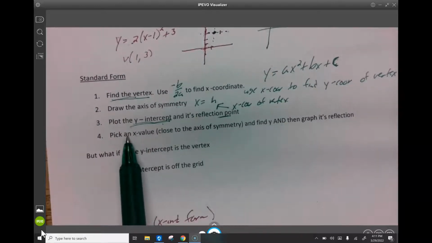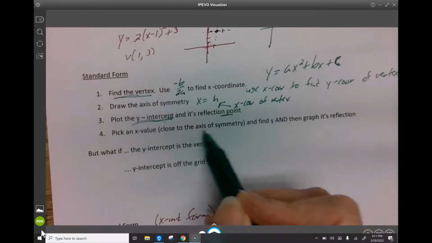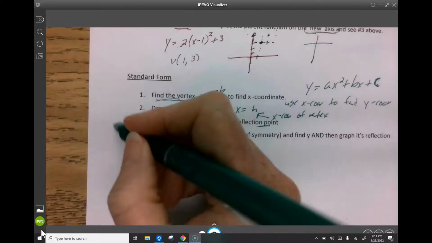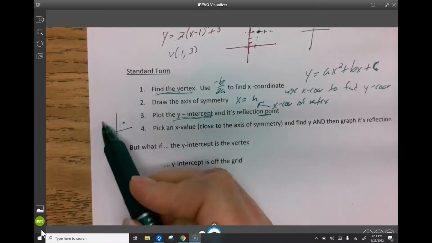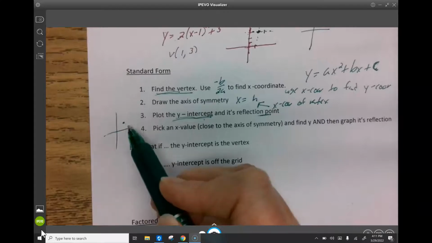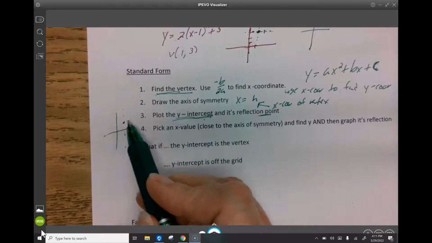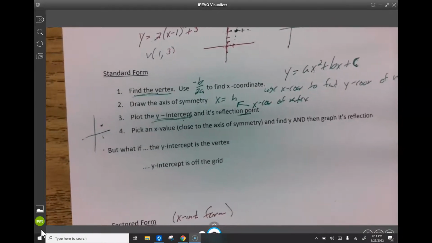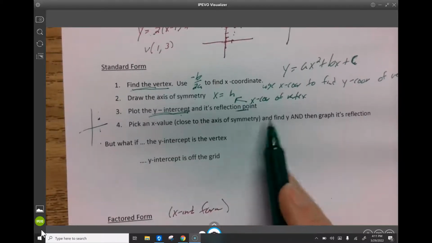Now to get that fifth point, you're just going to pick an x value. You can pick any x value you want to, but I would suggest something close to the axis of symmetry, because if your graph is right here, and here's your vertex, you don't want to pick a point way over here, because that's not going to be too helpful. It might be way off the graph, too. So you want to pick it right around that axis of symmetry, within a couple, because otherwise it's going to start going off the graph pretty quickly. So pick an x value, find the y, and then graph that point and its reflection.